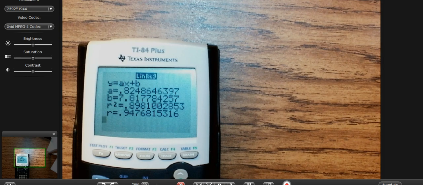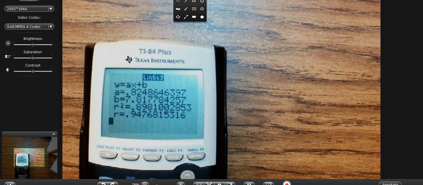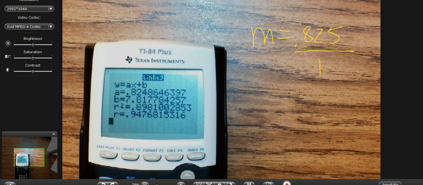That's positive strong. Okay, now what I notice here is, let me write this down. What's the slope? Let's do that. What's the slope here? 0.825. I'm saying it and I'm not writing it. That's the eraser. I'm supposed to get the eraser. There we go. Okay. I'm going to put over 1 just for fun.